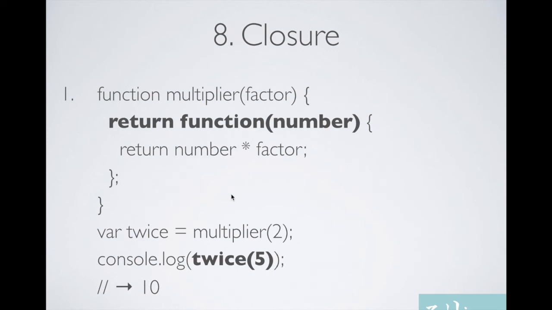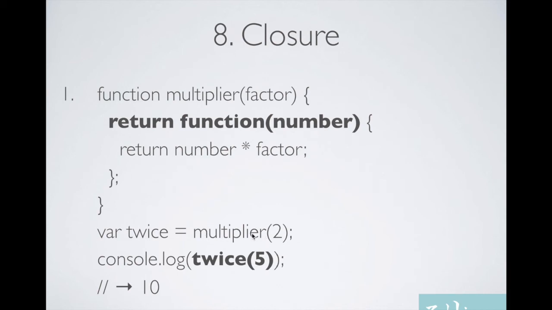Okay, so this is an example of closure. We can see function multiplier takes a parameter factor, and then within it, it returns a function which takes a parameter of number. So first, when you call multiplier with 2, that means factor equals 2, and then the function we returned in multiplier will be twice now.